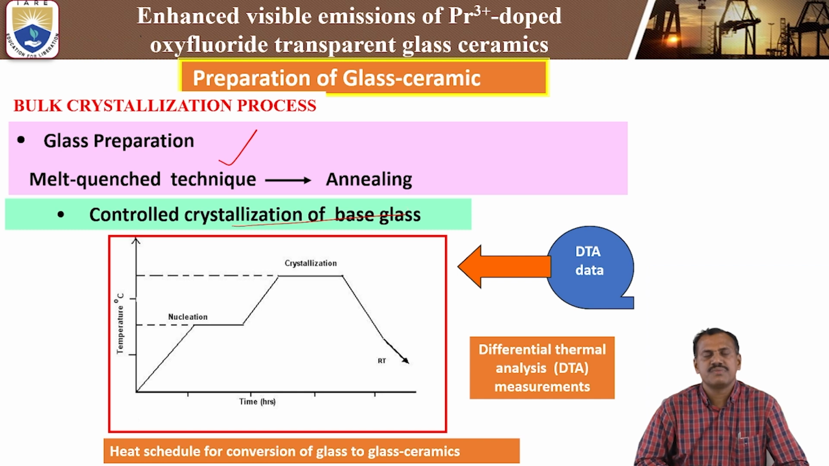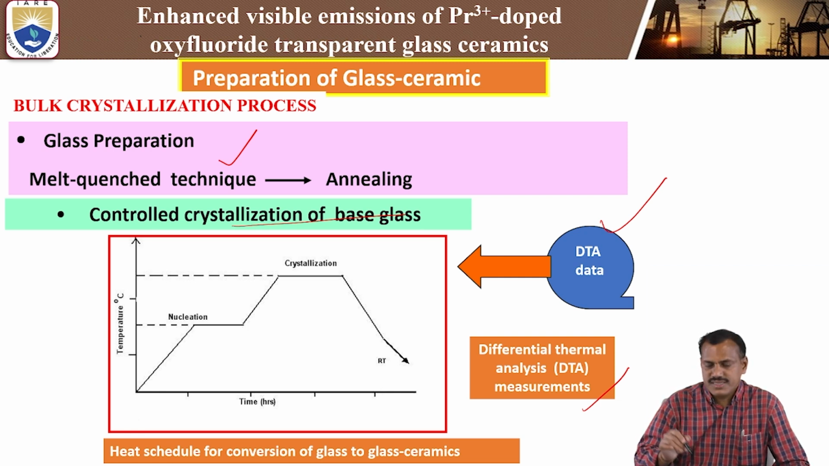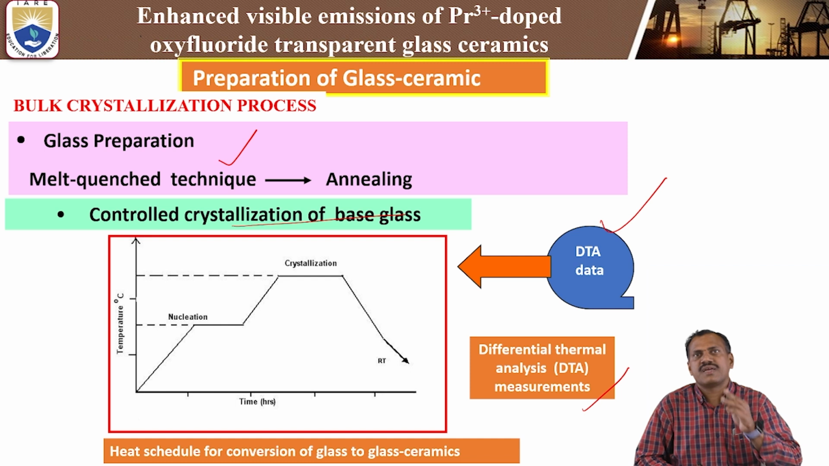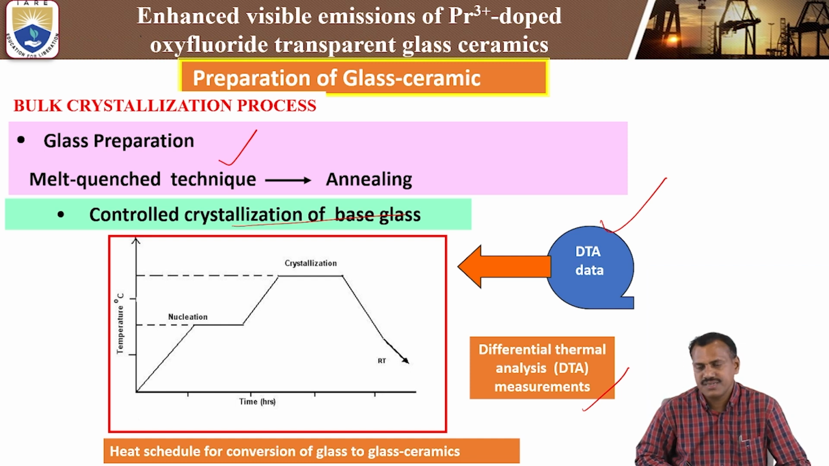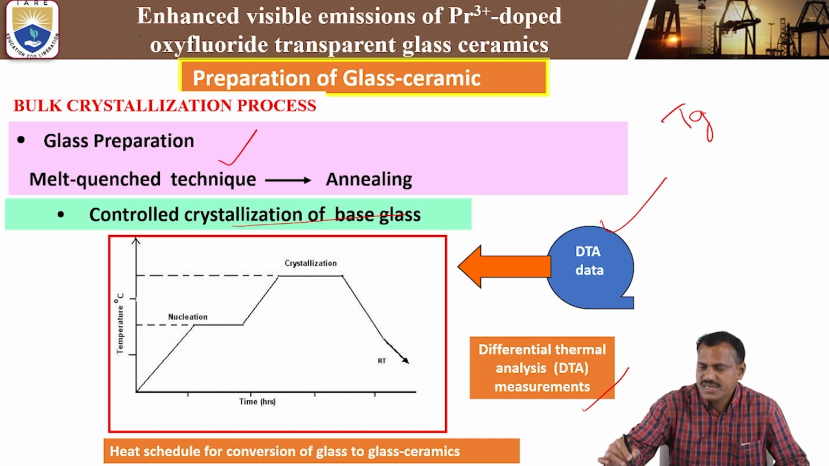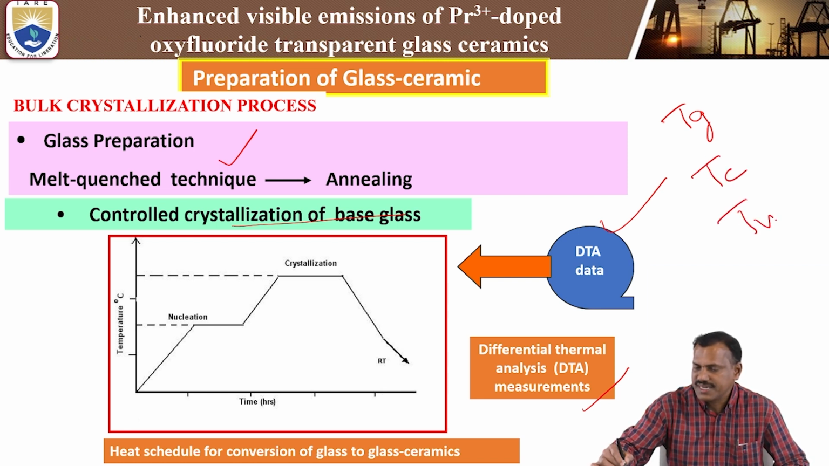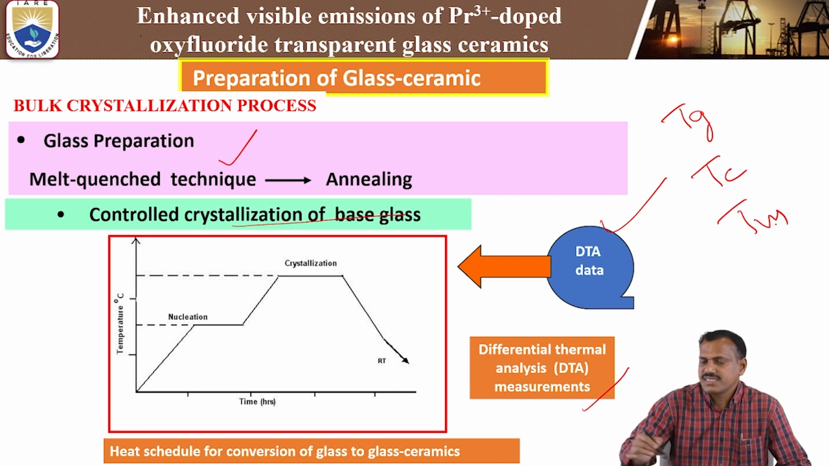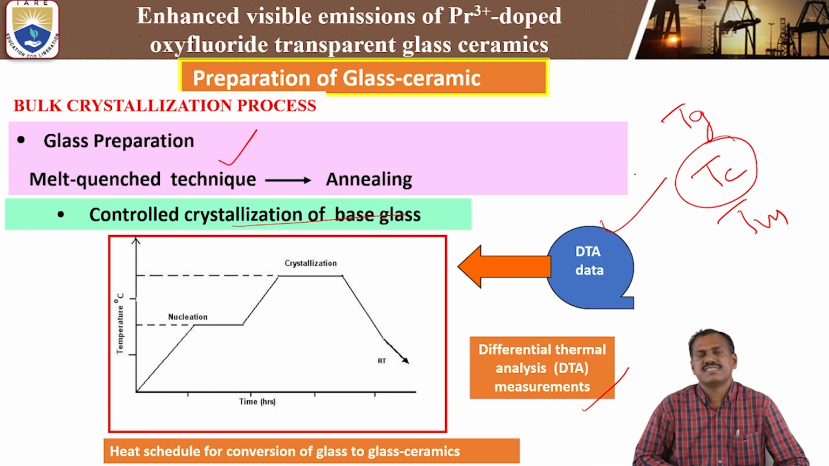That means whenever we prepare glass ceramics from glass, initially we need to send the sample for DTA, differential thermal analysis measurements. Using the DTA data, we need to measure three parameters. One is the glass transition temperature, Tg. Next, we can measure the crystallization temperature, Tc, and also the melting temperature, Tm. In some glasses, we can measure crystallization temperatures Tc1, Tc2, and in other cases Tc3 also.